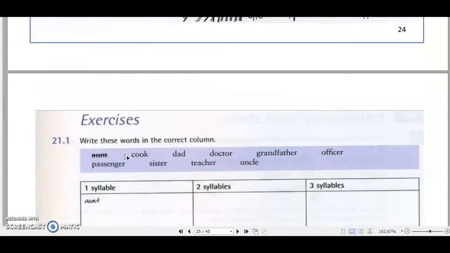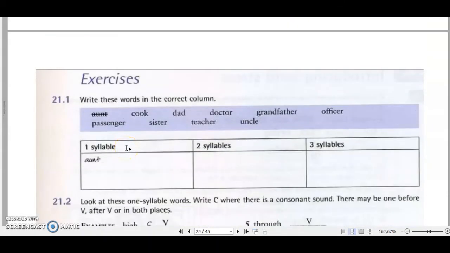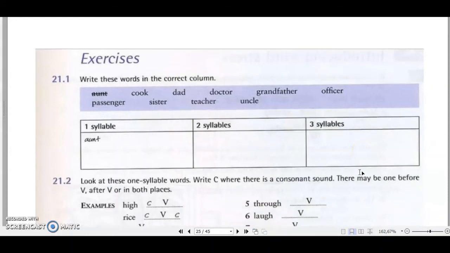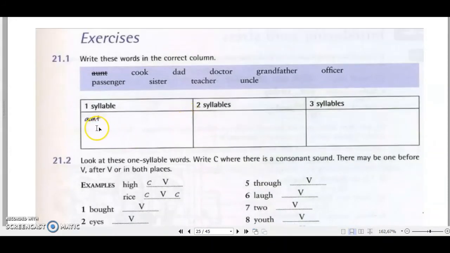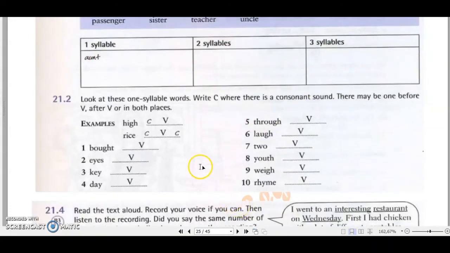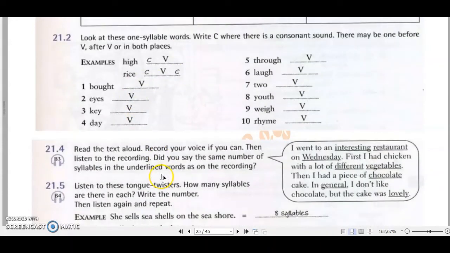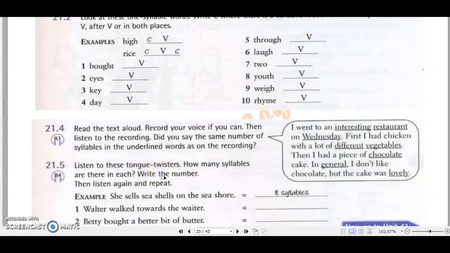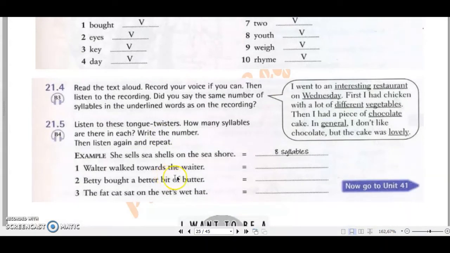Okay, so you will do the activity. In this first activity, what you have to do is to classify the three different types of words with the three different syllables. One syllable, two syllables. In the second one, you have to see how it is structured. For example, in the word high, you have a consonant and a vowel. In the word rise, you have a consonant, vowel, consonant. And the same, everything in the middle, there is a vowel.